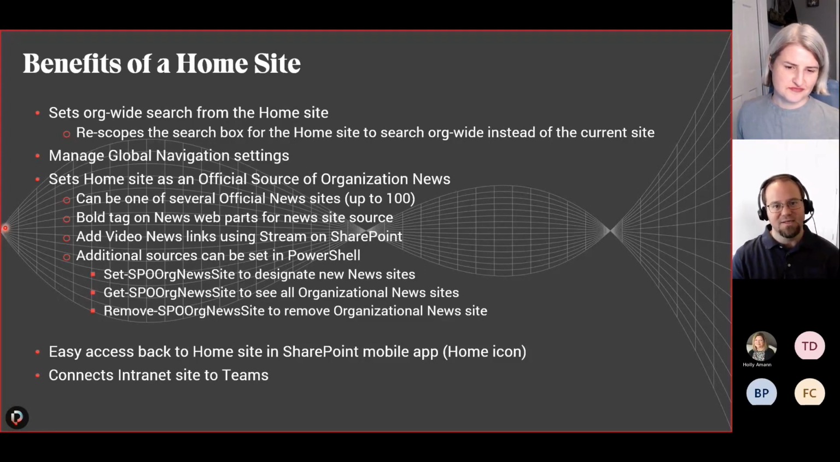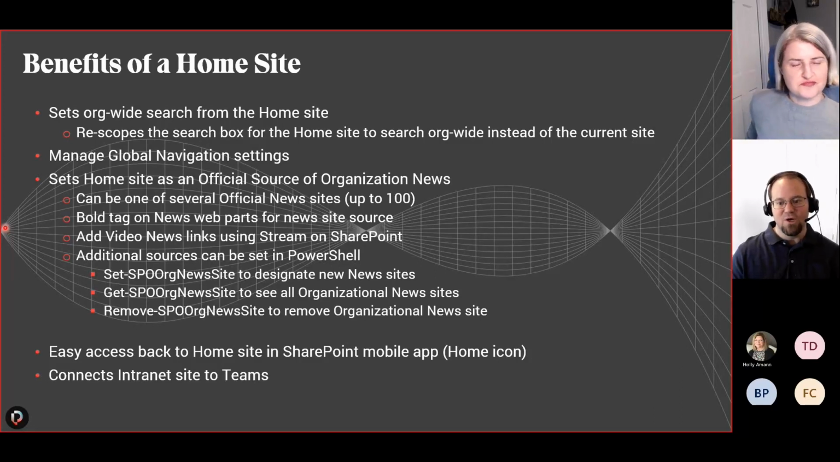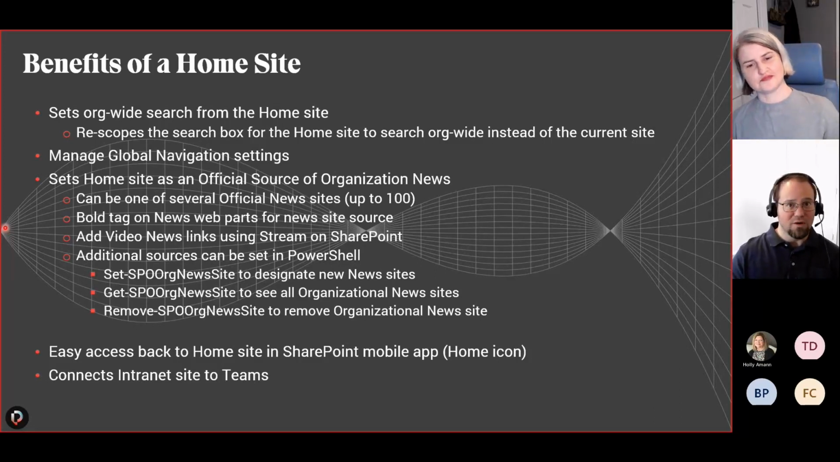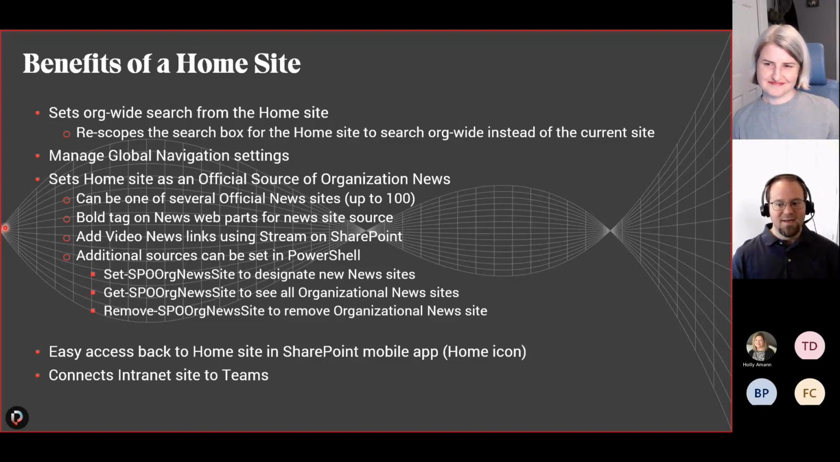So this is one of those pieces that just doesn't have a UI element to it, but those commands are right there. Set-SPOOrgNewsSite, or Get-SPOOrgNewsSite to see which sites are designated, and then again Remove-SPOOrgNewsSite to remove the organizational news sites. So if you set that as a home site and decide, this isn't where the news is going to live, you can open up PowerShell and run that Remove-SPOOrgNewsSite cmdlet to reset that.